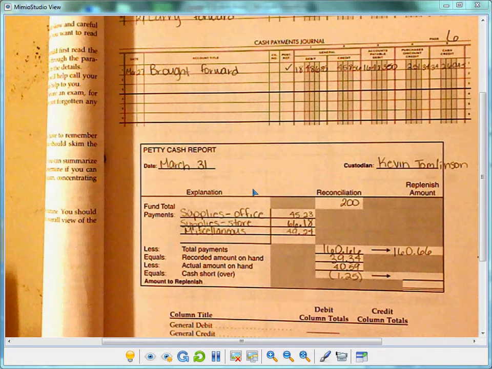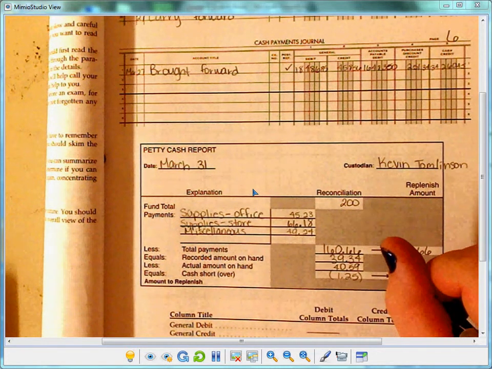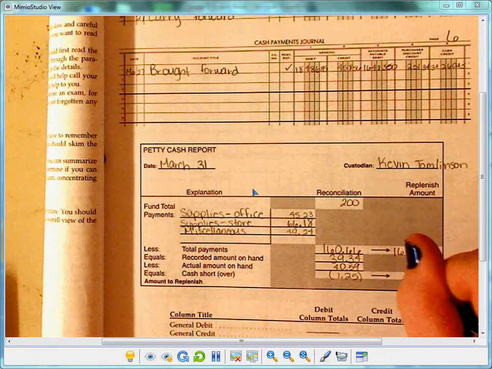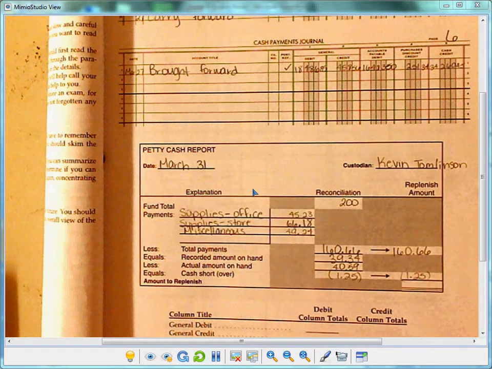Okay, and then you'll carry that over on the other side of the arrow. So in the parentheses, $1.25. And then we'll take 160.66 minus $1.25.